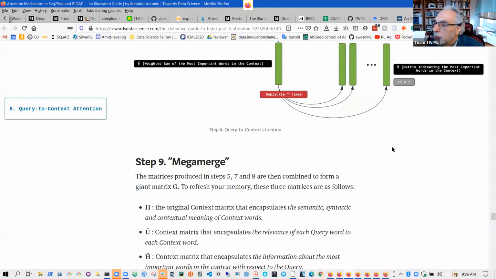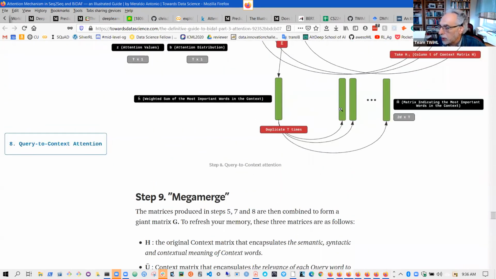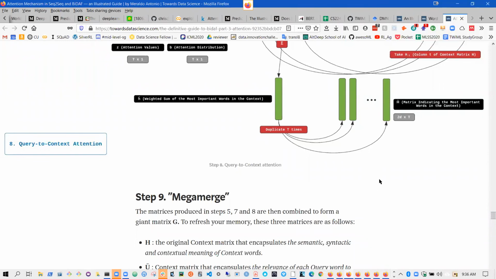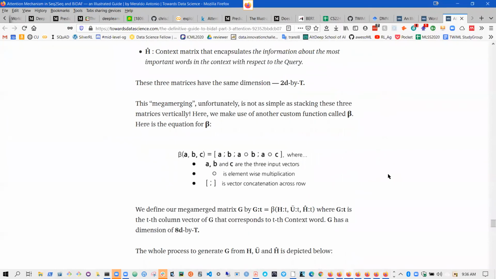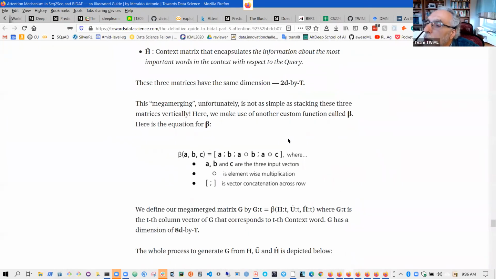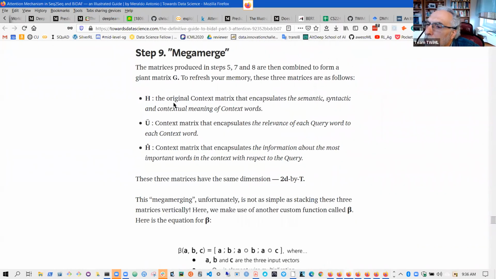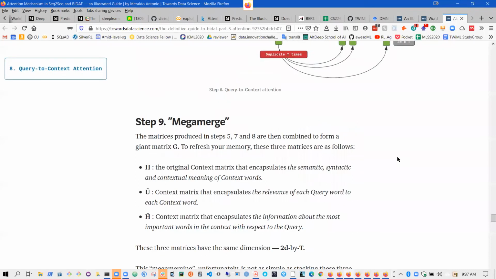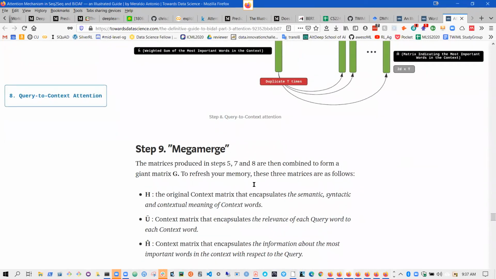Yeah, and I guess in practice you wouldn't have to do this because broadcasting would do it for you. Yeah, when you use tensors and so on. So, mega merge: the original context matrix, and the two matrices that you have just generated are the U tilde and the H tilde.